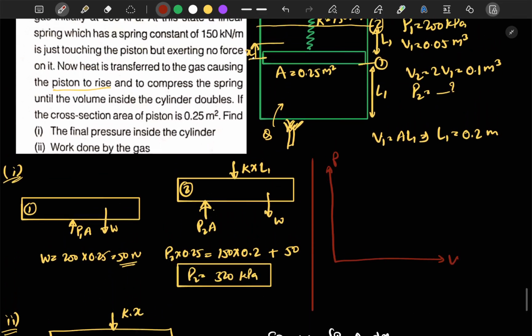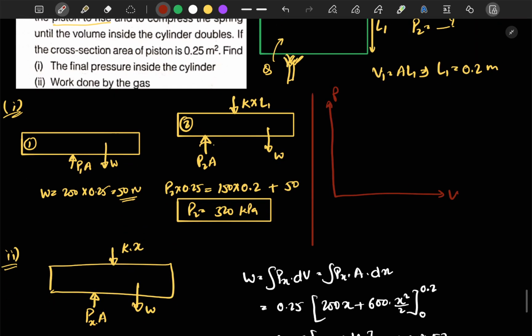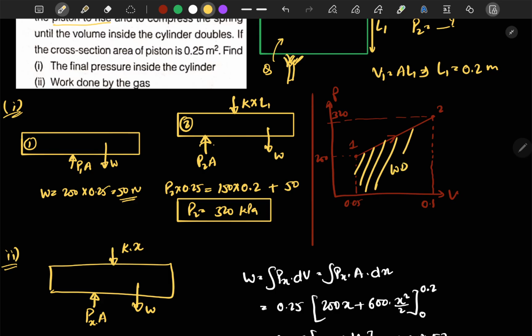You have been given the initial condition, that is 200 kilopascal and 0.05 meter cube. And you move from this location, from point 1 to point 2, where the pressure you have just calculated is 320, and the volume is doubled, so 0.1. To calculate the work done, the area under the curve will be your work done.